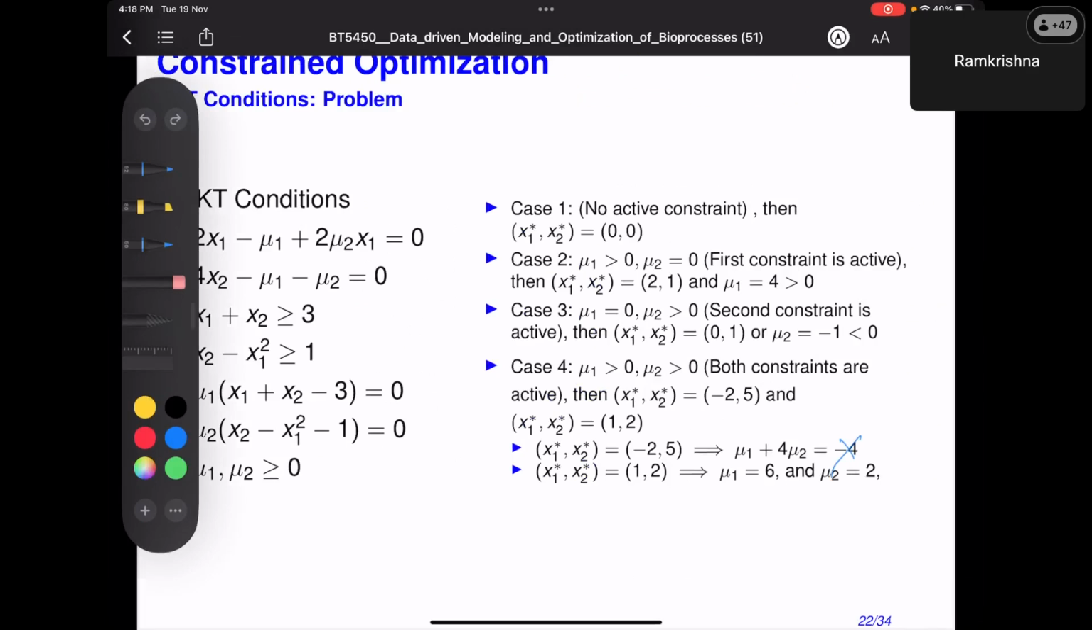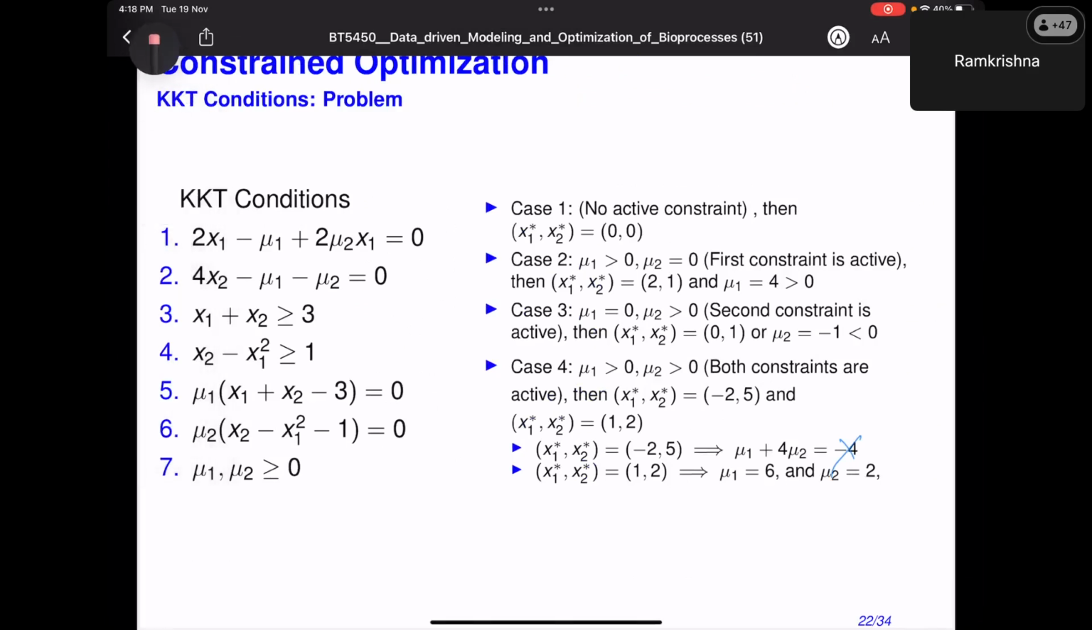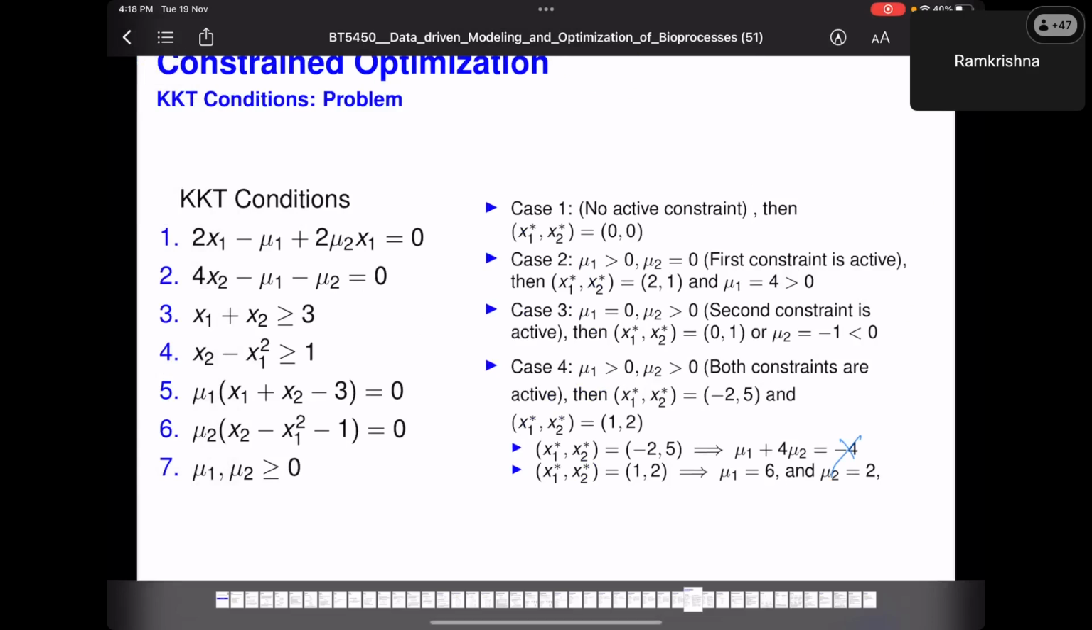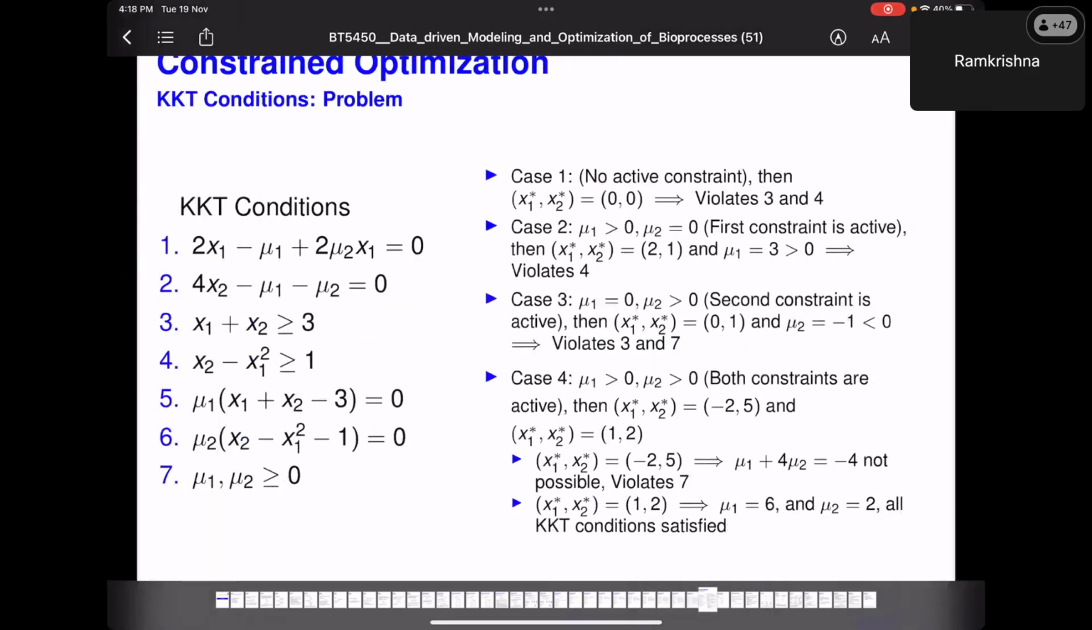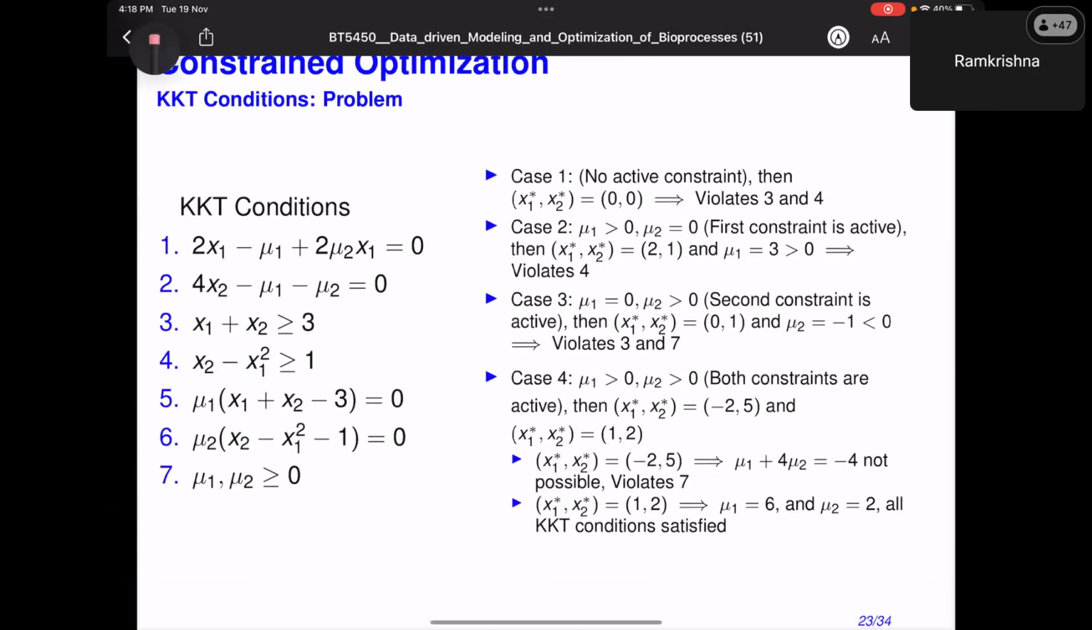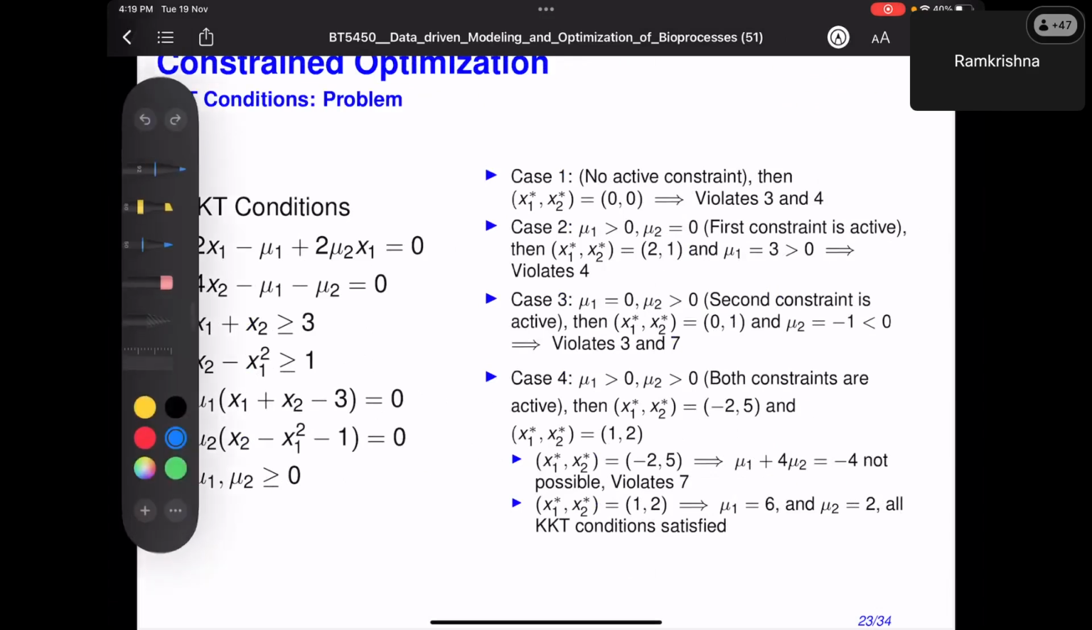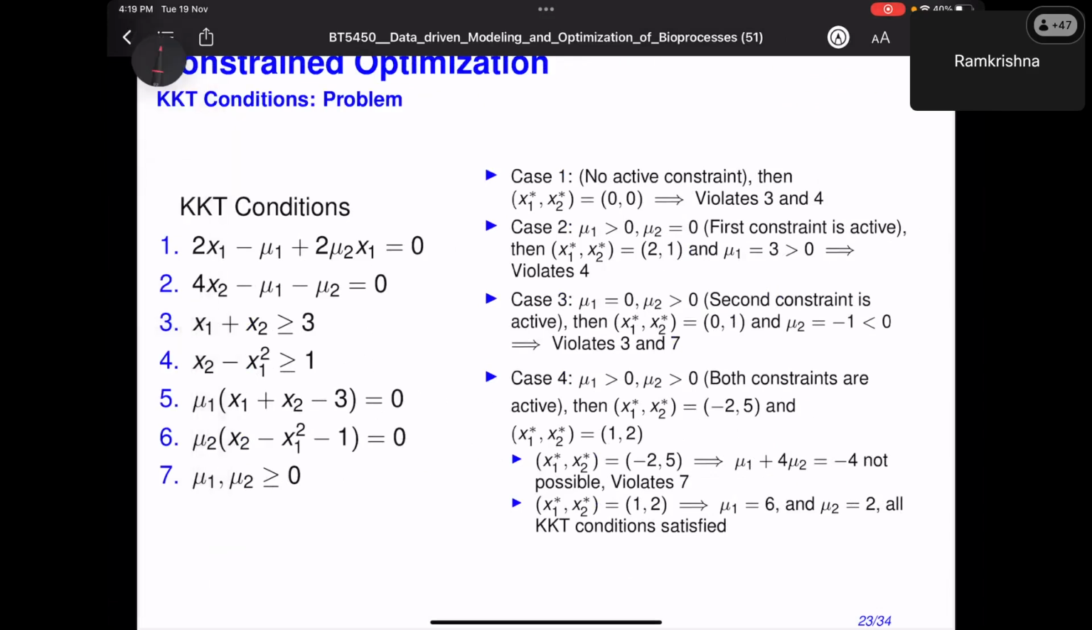Okay, so for each of those possibilities, I check whether each of these conditions from 1 to 7 are being satisfied or not. So case 1, x1 equal to 0, x2 equal to 0. We saw it violates both the constraints, so not very useful for us. Case 2, mu1 greater than 0, mu2 equal to 0. First constraint is active. This kind of violates 4.